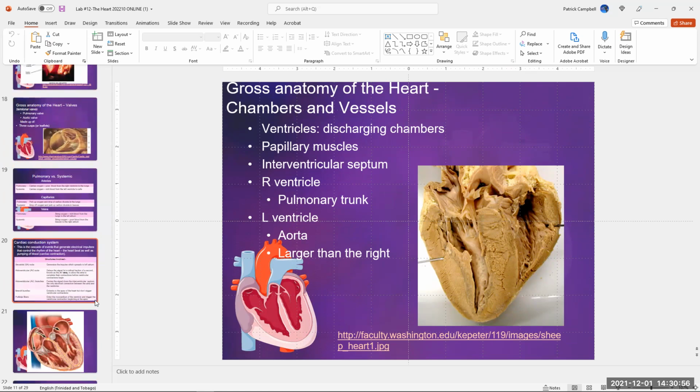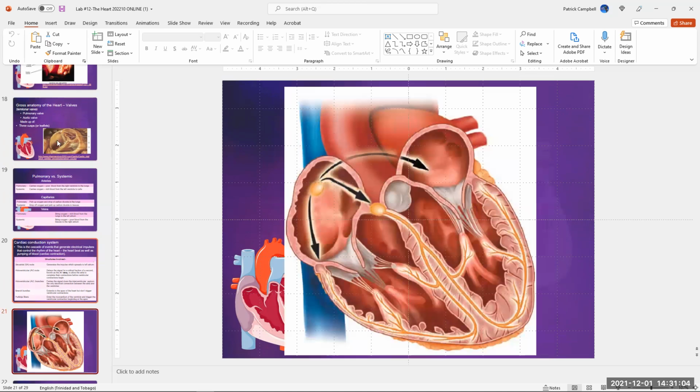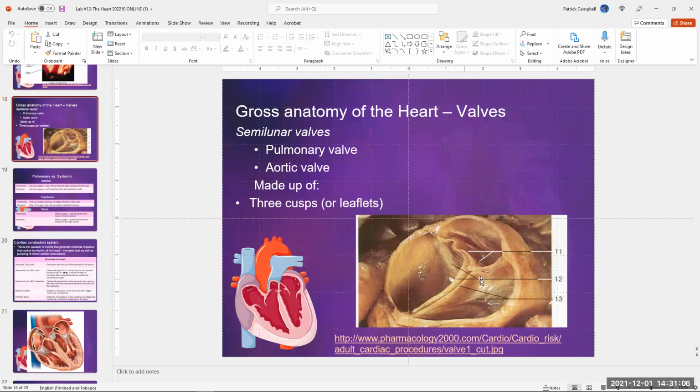So is that how it looks with all blood in it? Oh, sorry. Once again, what we're looking at here is a cadaver, a preserved specimen. It doesn't look very red.